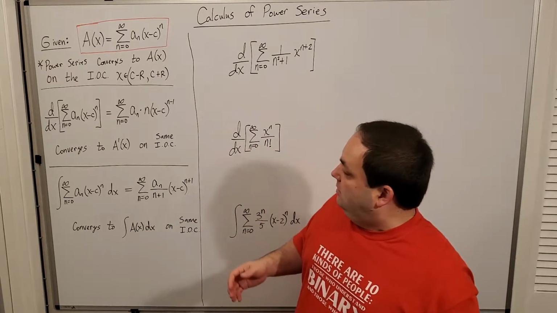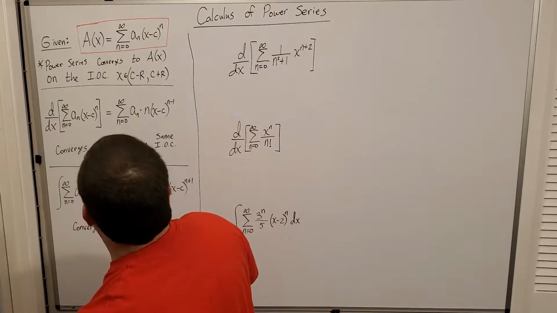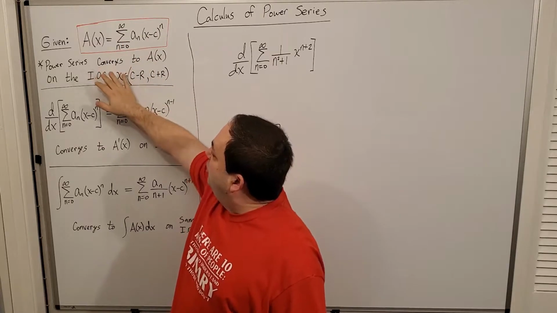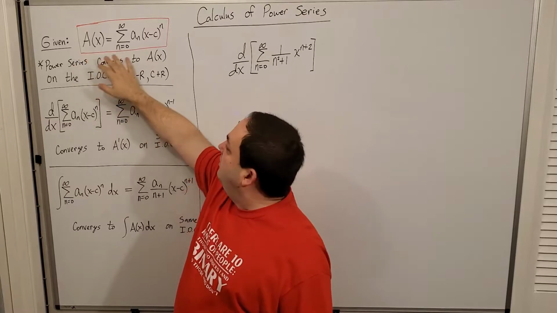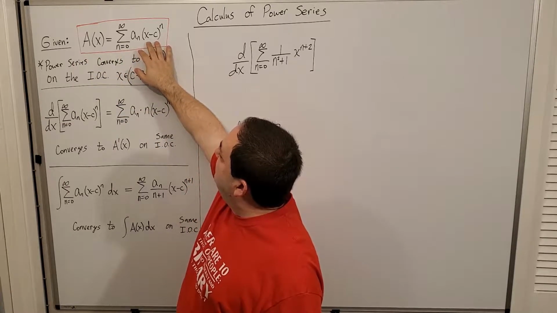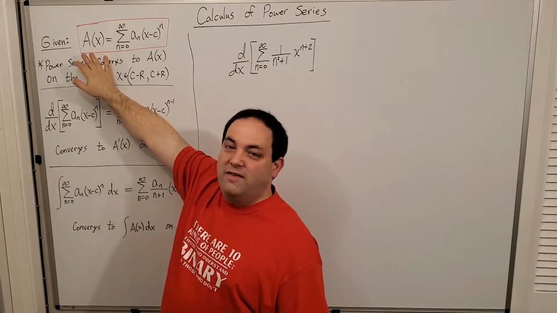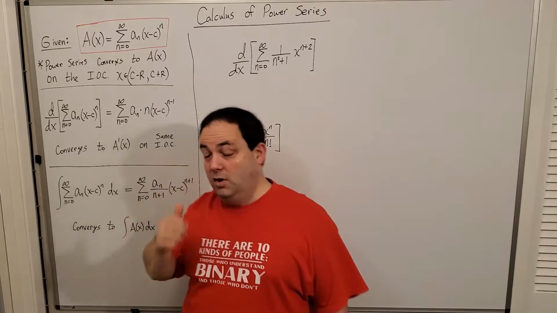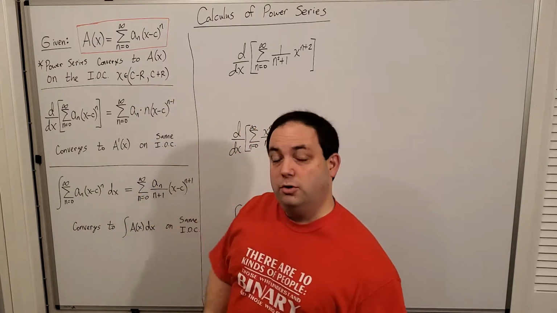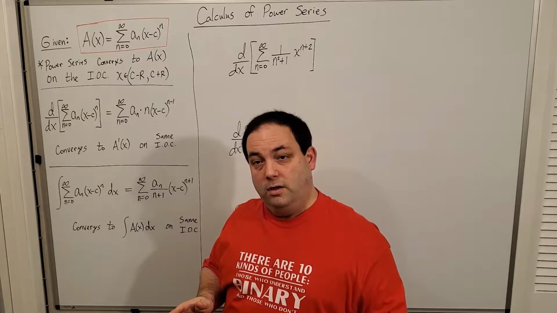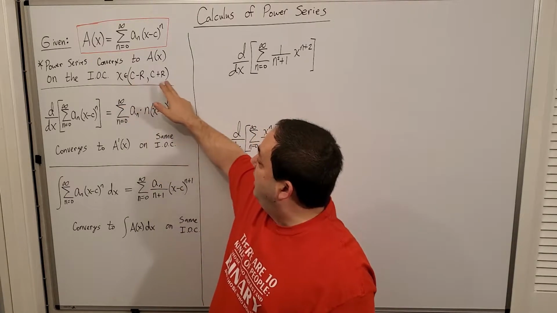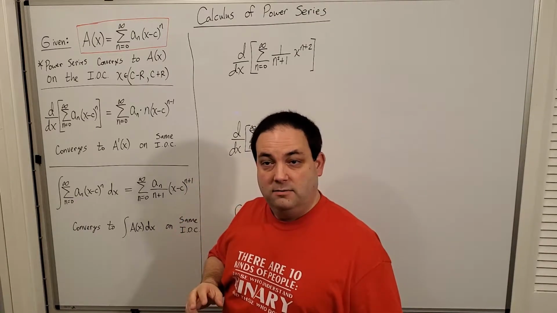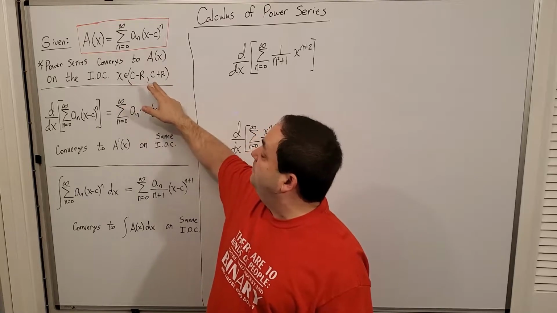Okay? So here's the idea. If I've got some power series that converges to some function, okay, so I've got a power series centered at c and it converges to a of x on some interval c minus r to c plus r. Okay? Now, whether or not the endpoints are included is another idea, okay? I didn't put the brackets on there because those are things that you have to check on an individual basis, okay? But let's say I have some interval.